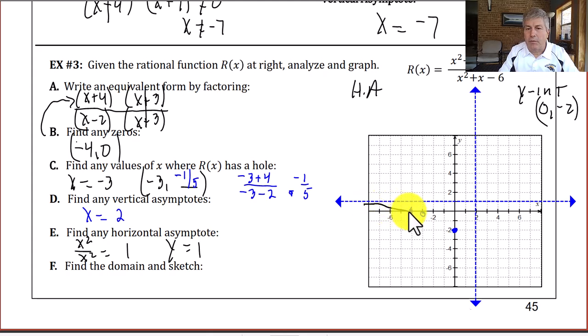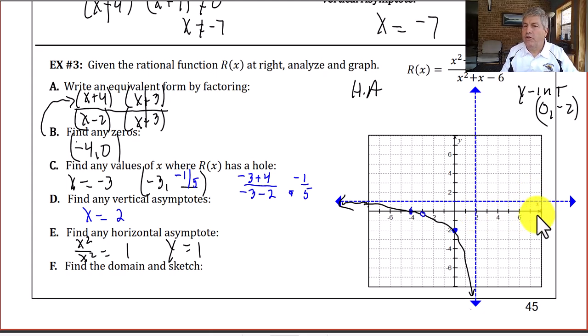Using my asymptotic behavior, we'll jump over the hole. We've got to pass through that y-intercept, and we're going to head towards the vertical asymptote, and we're going to skim along here and underneath our horizontal asymptote. Now on the other half plane, on the right-hand side of our vertical asymptote, we don't really know where we're going to graph, but it should be pretty obvious.